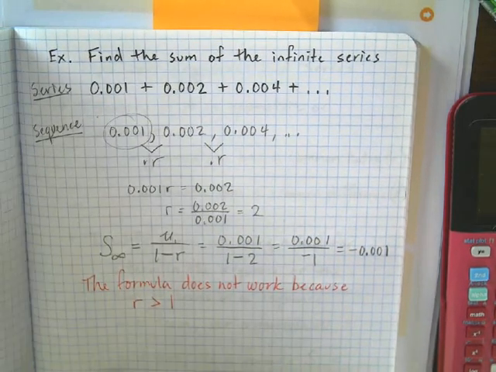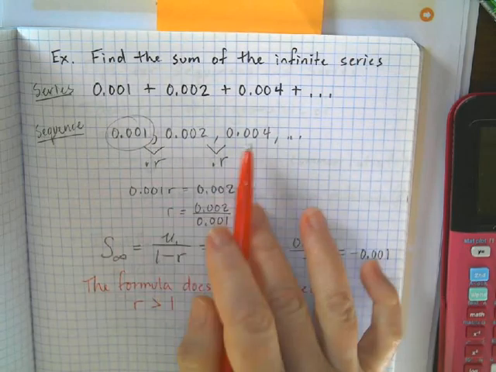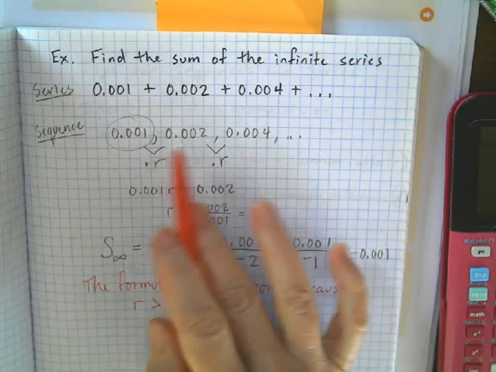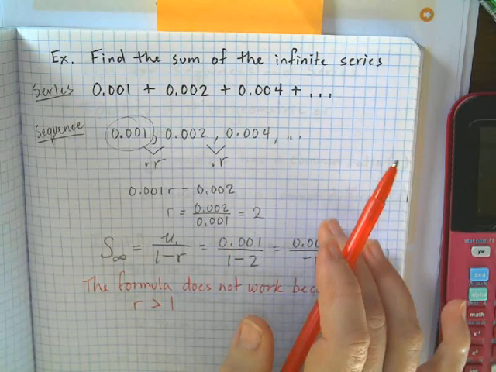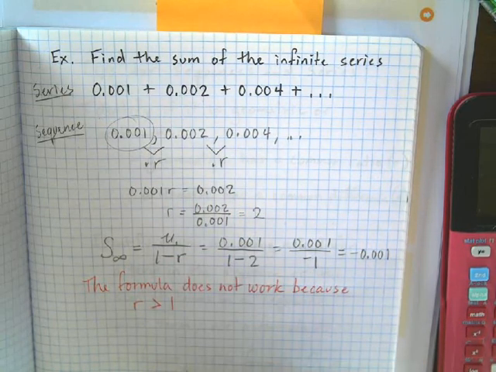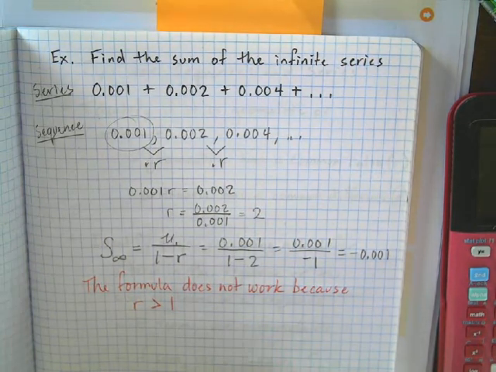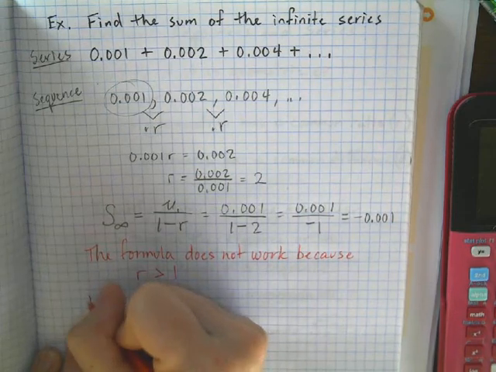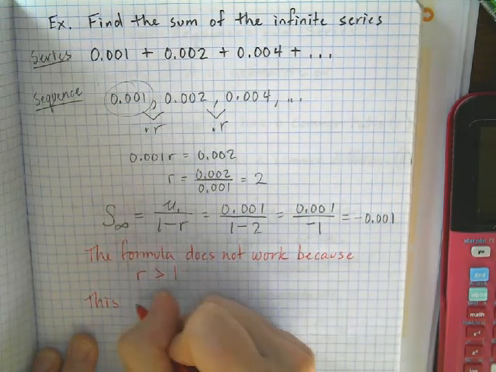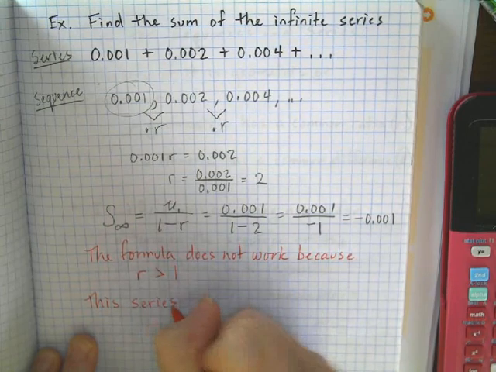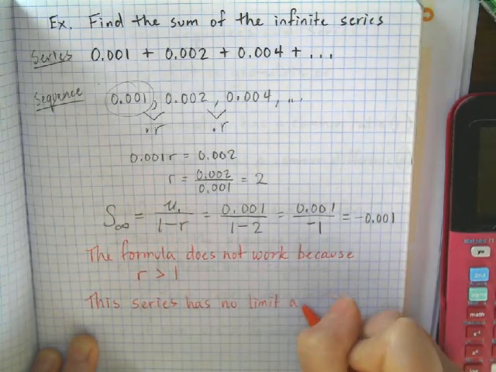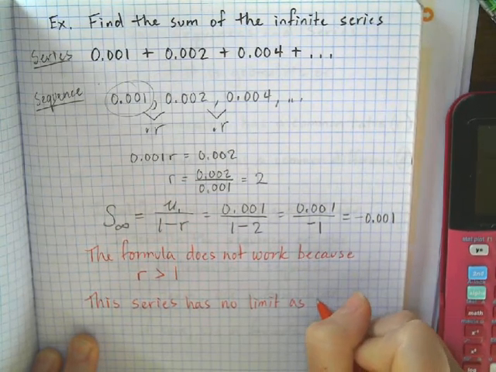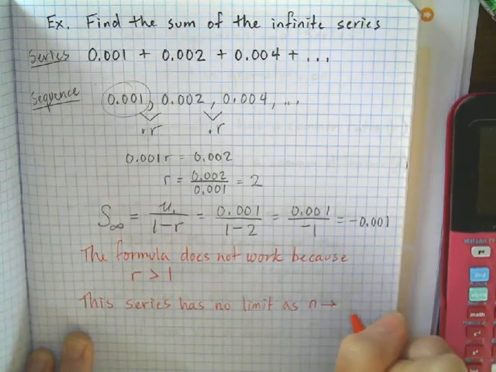So what's happening here, if I add these, the numbers are getting bigger as I go. They're getting bigger and bigger and bigger. So when I add these and go to infinity, this sum is also going to go to infinity. So there is going to be no limit. This series has no limit as n goes to infinity.